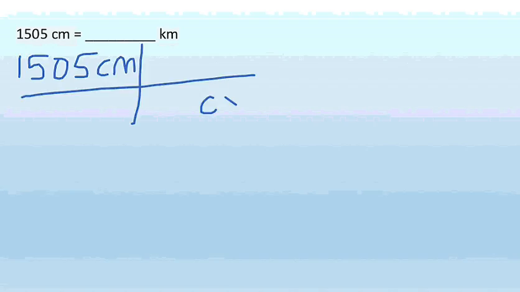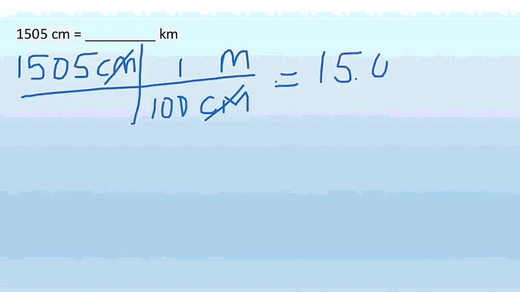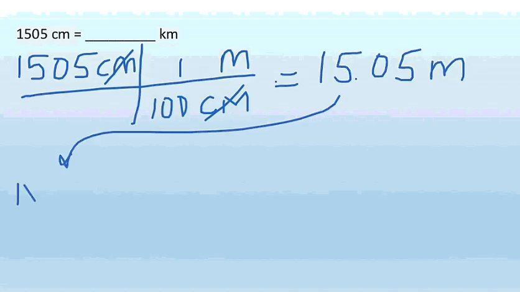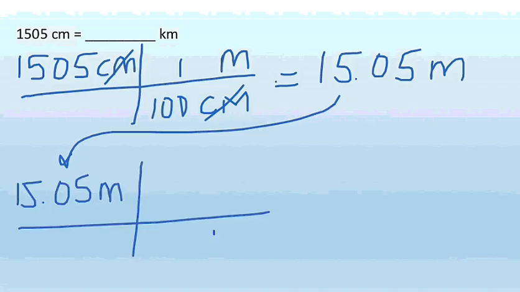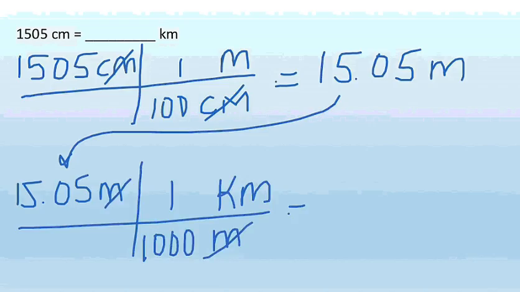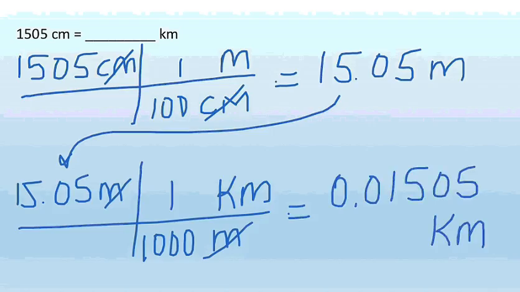So say, for example, you did it like this. Right? You know that there are 100 centimeters in every 1 meter, and this would tell you that this was equivalent to that many meters. And then you may take that many meters and convert that to kilometers. Okay, nothing's wrong with that.